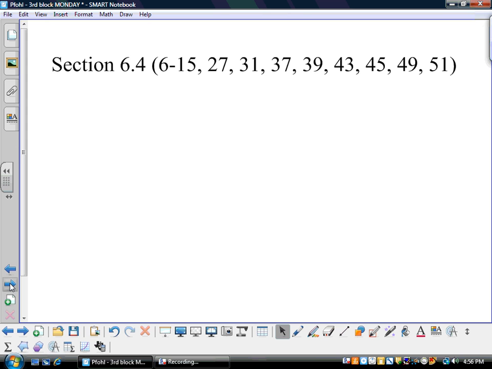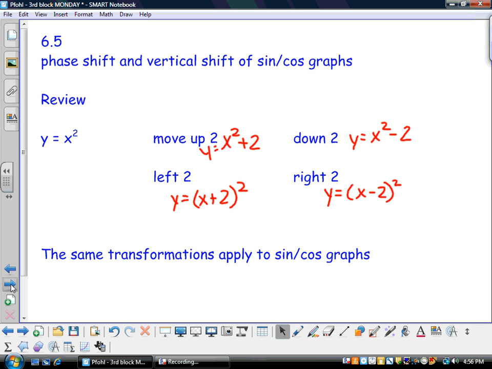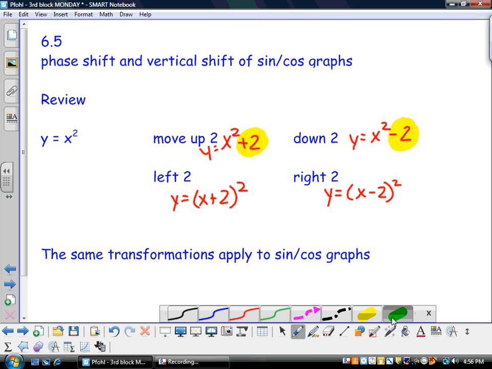All right, now we're going to finish up the section 6.5 notes. First, a quick review of the parts that we did in 6.5 on Friday. We talked about how if you were taking a parabola and you wanted to move it up, you would add 2 on the outside of the squared part. If you wanted to move it down, you would subtract 2 on the outside. Left and right movements are on the inside of the parentheses.